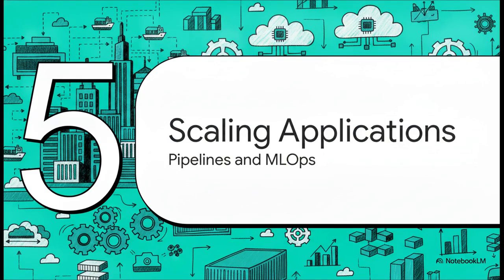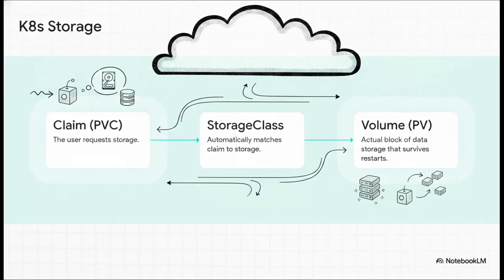And that brings us to Section 5: Scaling Real-World Applications, Pipelines, and MLOps. First things first, we need to handle our data safely. By strictly separating storage from compute, Kubernetes uses this three-part structure to ensure your databases and pipelines literally never lose crucial data. When your application needs storage, it submits a persistent volume claim, essentially asking the cluster, "Hey, I need 50 gigs of fast storage." The storage class dynamically provisions that exact requirement on the fly, creating a persistent volume. Even if the pod computing the data is completely destroyed, that persistent volume remains perfectly intact and will instantly reconnect when a new pod spins up.